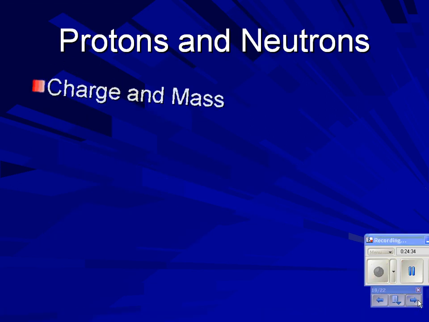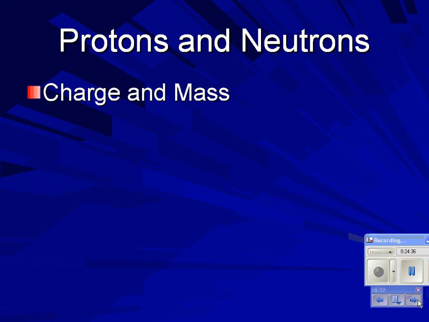Constituents of a nucleus: protons and neutrons. We know those are the two things that make up a nucleus. Okay, what's the charge on a proton? Positive, +1. Okay, good. And a neutron? 0. Neutral. That's the idea of the name, neutron.